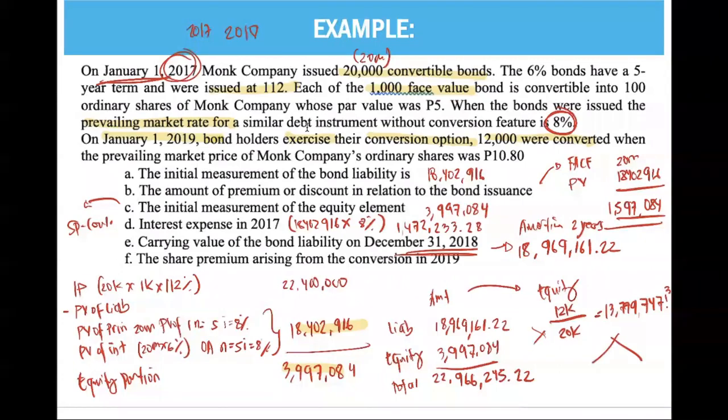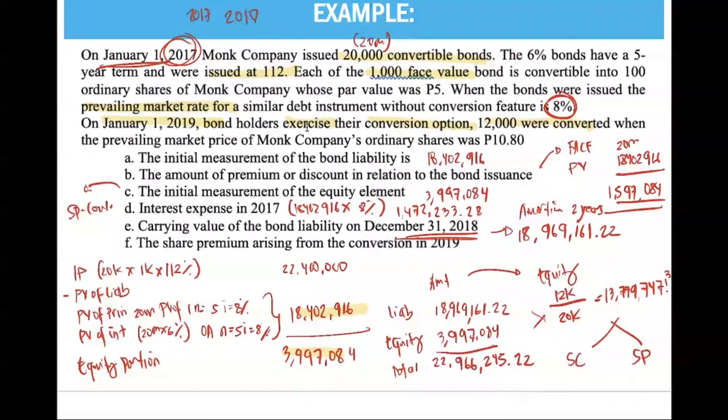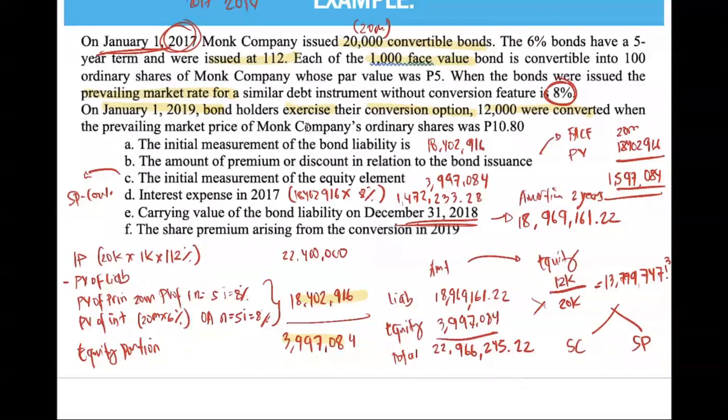So in your 13,779,747.13, the converted equity now will be your share capital and your share premium. For your share capital, first we need to get the par value of the shares. What is the par value of the shares? 5 pesos. For each bond, how many ordinary shares can be claimed? For each bond, you have 100 ordinary shares. So 12,000 divided by 1,000 times 100.